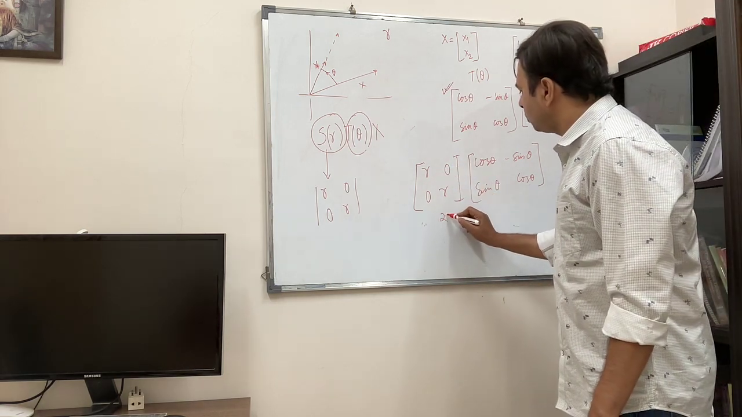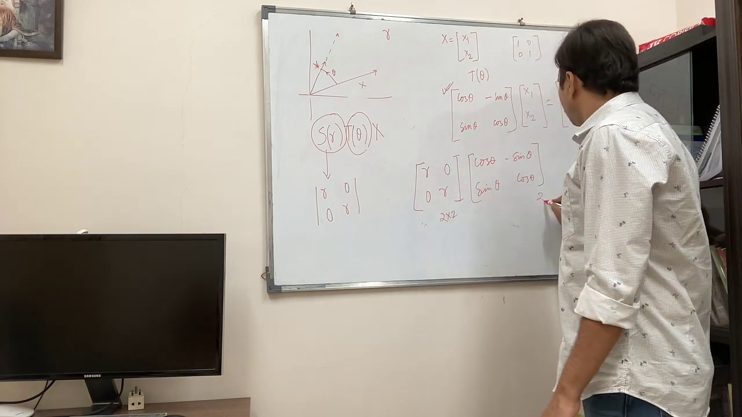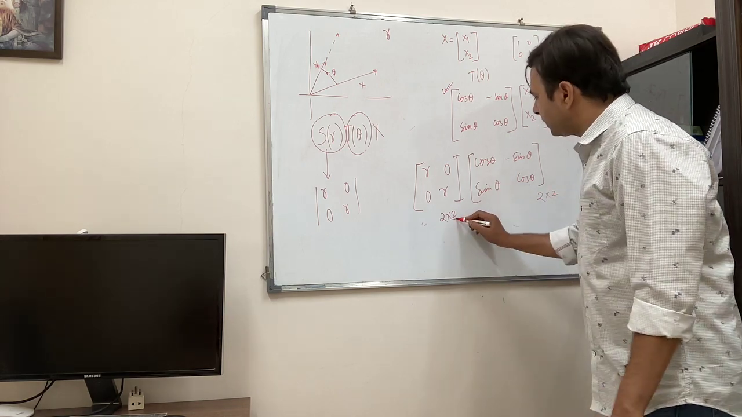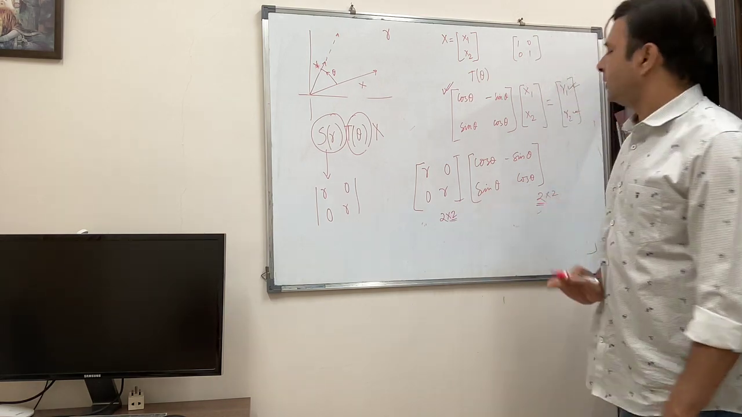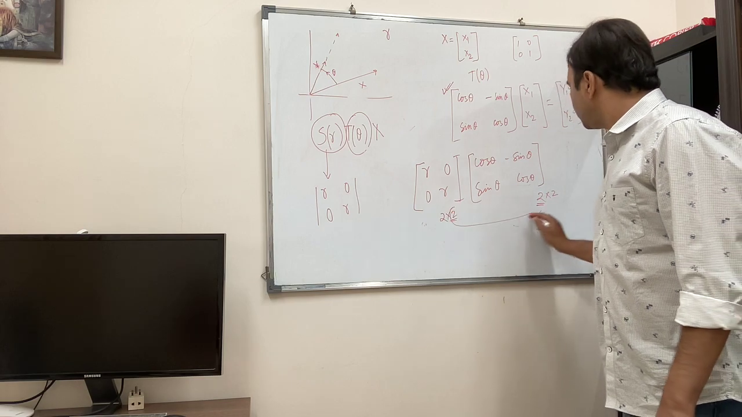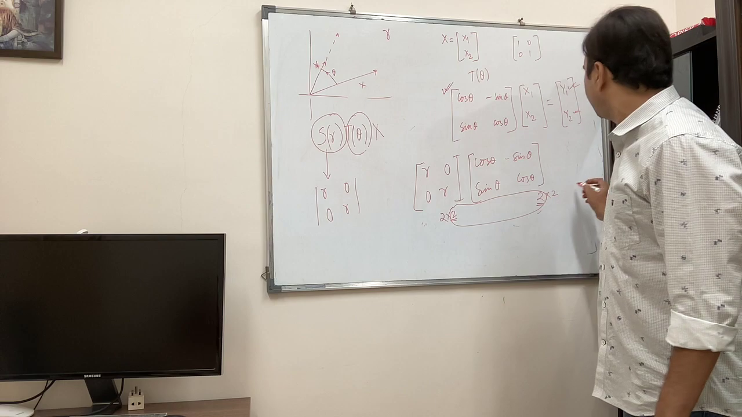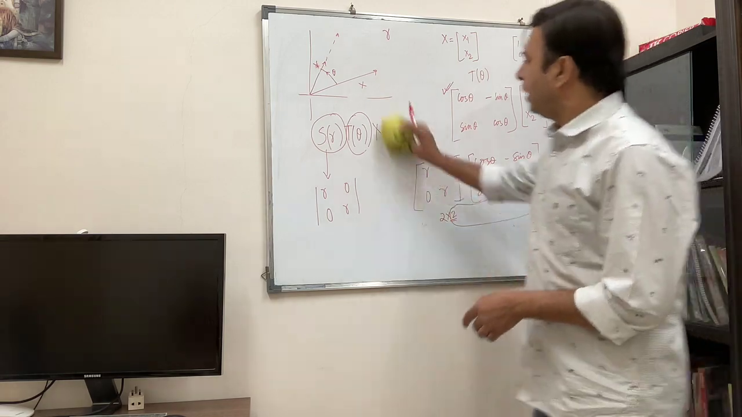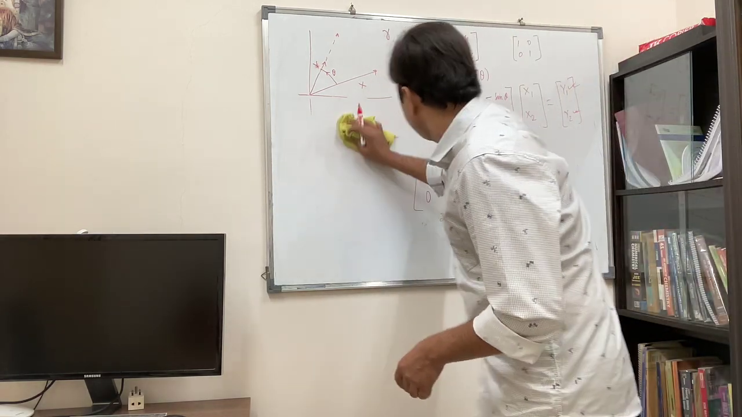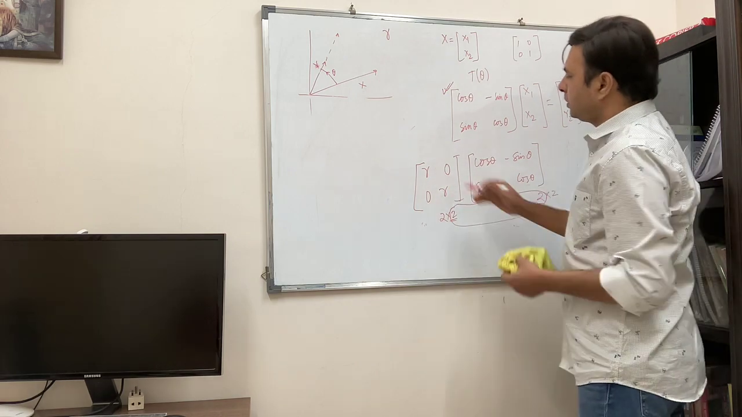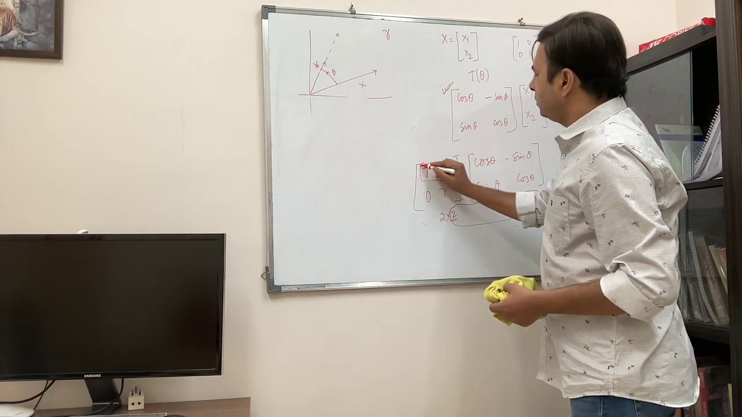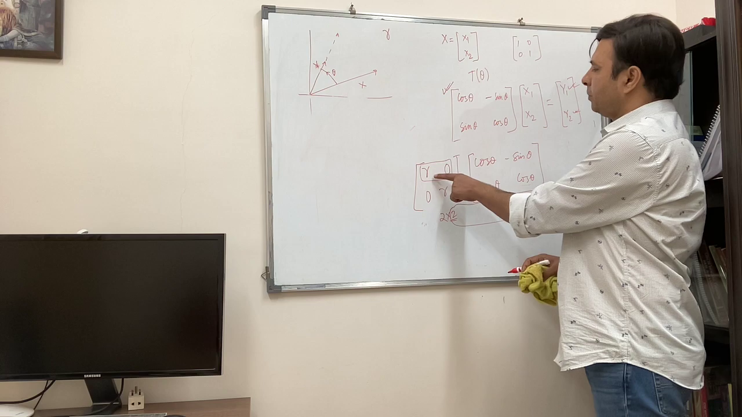It is a 2 cross 2 matrix. This is also a 2 cross 2 matrix. The inner dimensions match, so multiplication is feasible. Once I do this multiplication, the remaining dimensions are 2 and 2, so I'll get back a 2 cross 2 matrix. And what will be that 2 cross 2 matrix? Let's find out what that matrix will be.